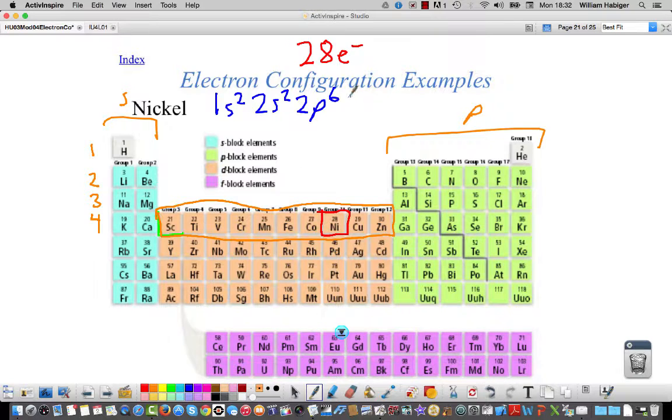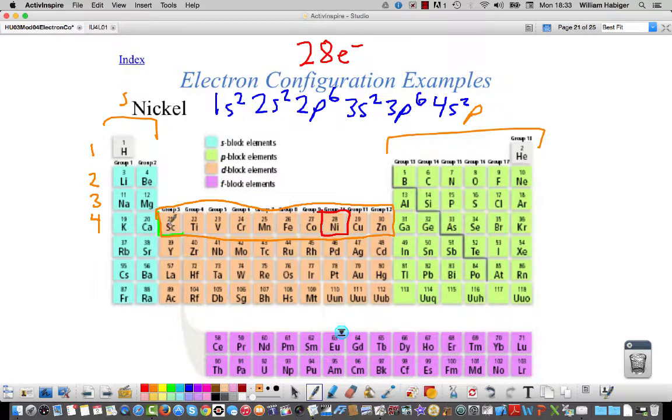Then we have 11 and 12, that's going to be 3s. And since there's 2 boxes there, it's 3s2. And then we have 13 through 18, so that's going to be the 3p. And there's 1, 2, 3, 4, 5, 6 boxes there, so 3p6. Then after that, we have the 4s. Okay, 19 and 20 are in the 4s. It's 1, 2, so 4s2.